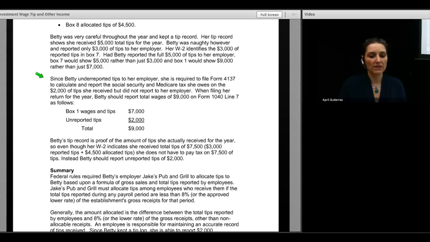Now, since Betty underreported tips to her employer, she is required to file Form 4137 to calculate and report the Social Security and Medicare tax she owes on $2,000 of tips that she received but did not report to her employer. When filing her return for the year, Betty should report total wages of $9,000 on Form 1040, line 7 as follows. So Box 1 wages on the W-2 right now currently shows $7,000, but she had $2,000 of unreported tips. So when she fills out line 7 of her tax return, she's going to enter $9,000, even though her W-2 shows $7,000 in Box 1.